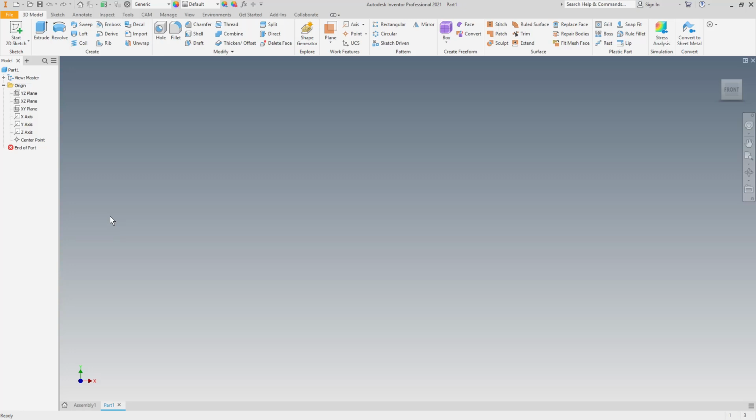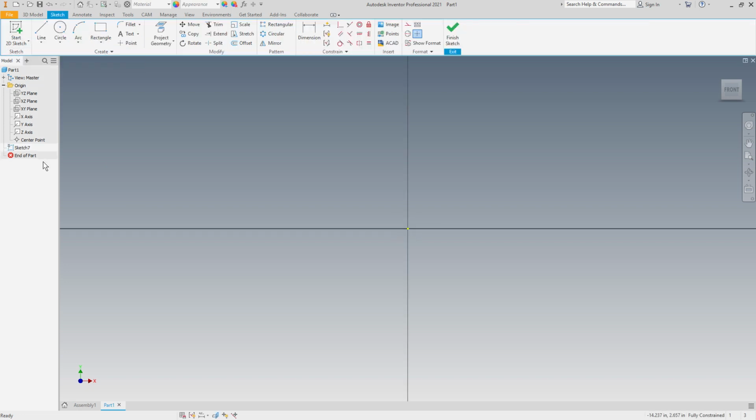In this video, I'm going to show you how to apply some of the very important constraints that you will use most of the time. So let's start with the XY plane. I'm going to turn this plane into a sketch plane. So now this is a sketch plane.